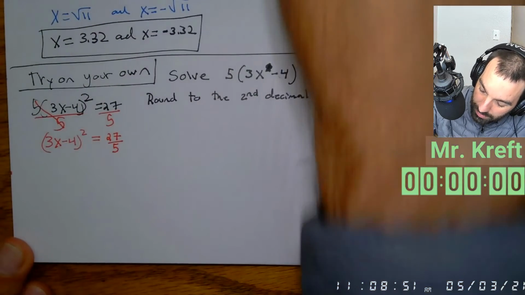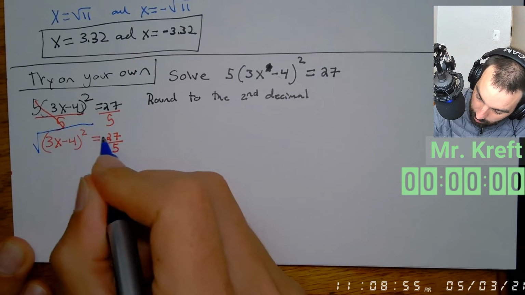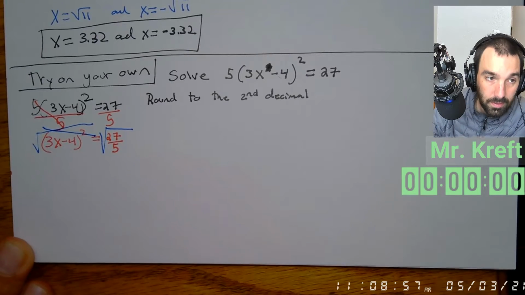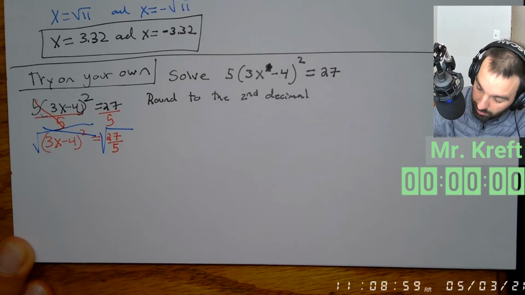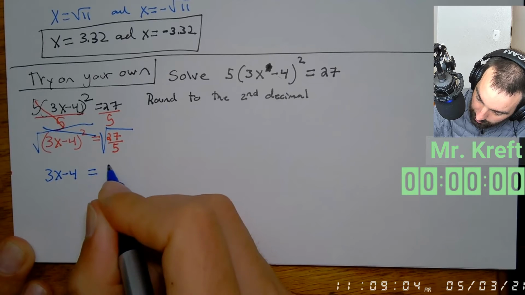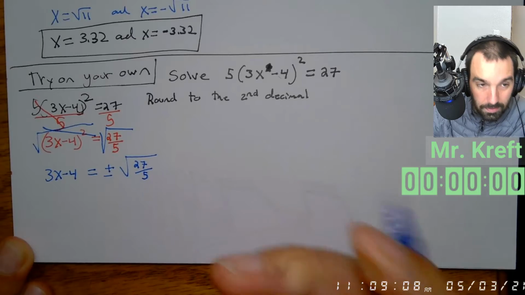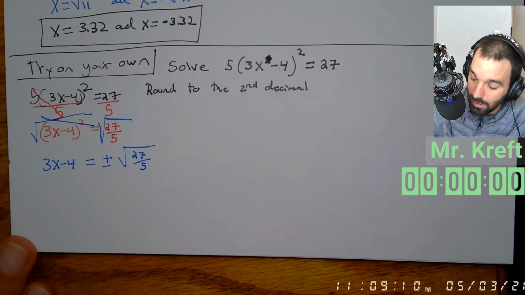Okay. So then I got the square by itself, so I'm just going to square root both sides like this. Okay, so I have the square root of a square. So I'm going to get 3x minus 4 equals, and then I have plus or minus the square root of this ugly thing. Okay, and again, I'm just going to leave it like that.